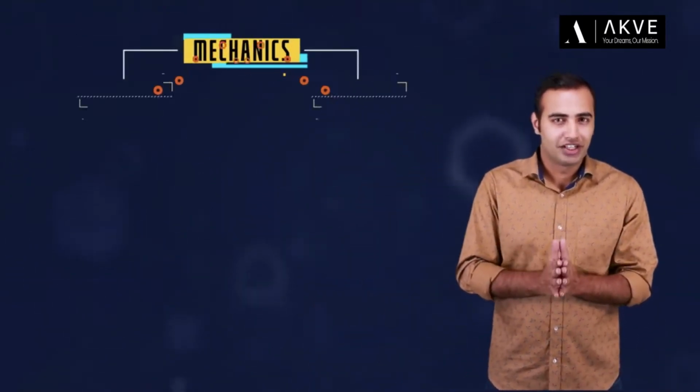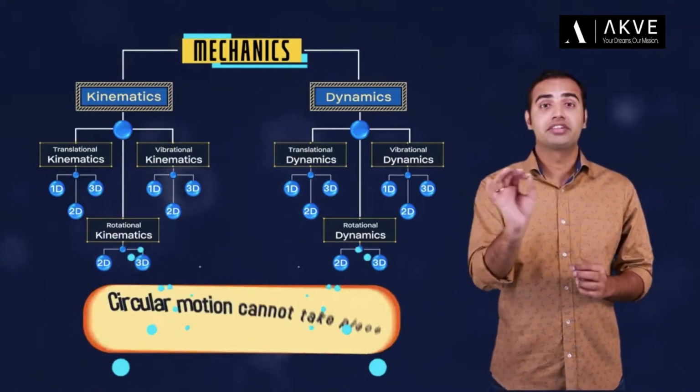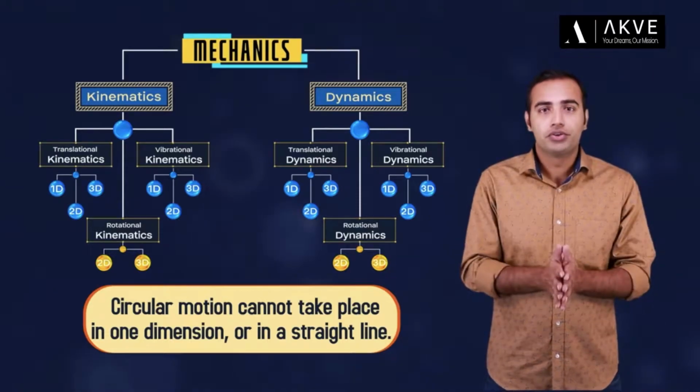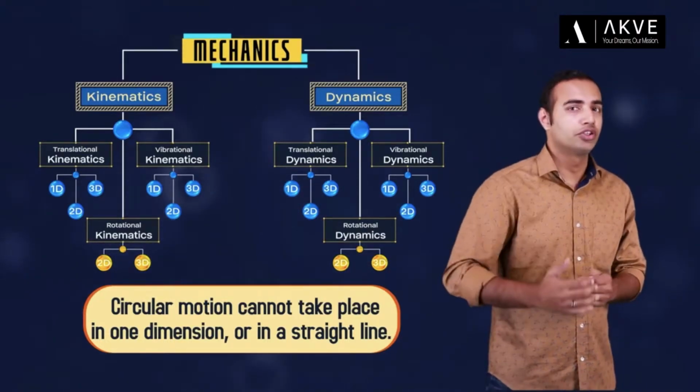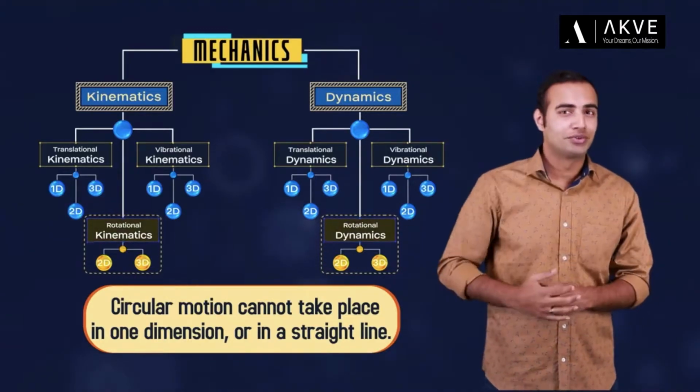So, two things first. In the beginning of this chapter, I told you that circular motion cannot take place in one dimension or in a straight line. And that still stands true. So, this video is also sort of like a stepping stone for you into the world of motion occurring in a plane or in two dimensions.